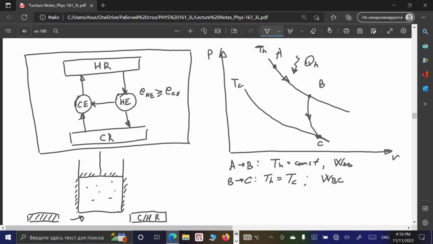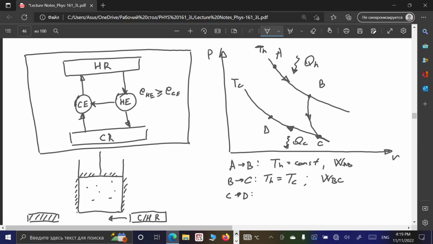So now we consider the third process, which is CD, the second isothermal process in the Carnot cycle. During the CD isothermal process, we place the cold reservoir in contact with the bottom of the cylinder. During this process, some amount of heat QC is expelled to the cold reservoir.